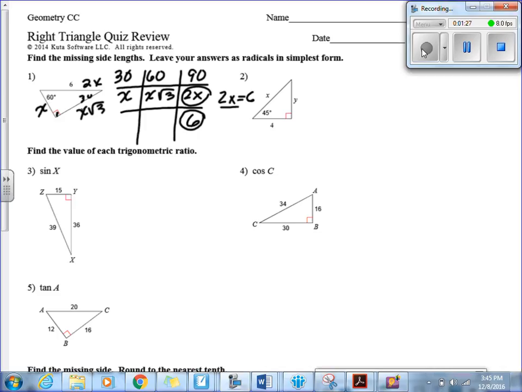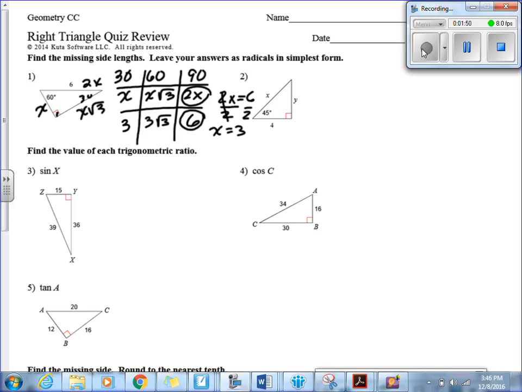So I have to solve that for x by dividing both sides by 2. X is equal to 3. So that means back over here, wherever I have an x is 3. So this x is equal to 3. This x that's in front of the radical 3 is also equal to 3. And I am done.